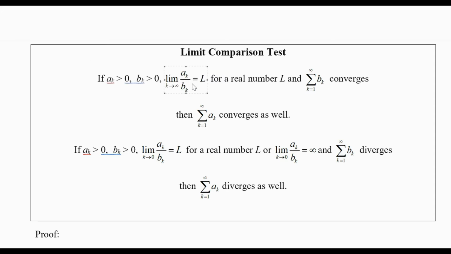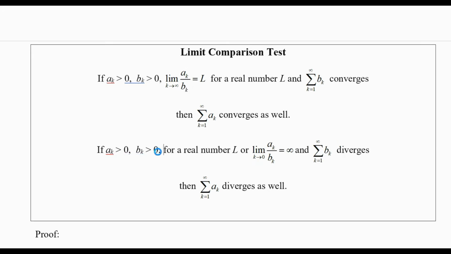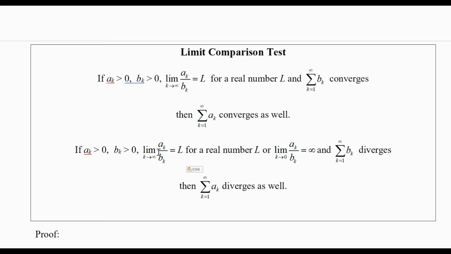Okay, there we go. So that limit there is some limit L for some real number L. And if the series, the sum from k equals 1 to infinity of B sub k, also converges, then we know that the sum of the A sub k, our original series, must converge as well.